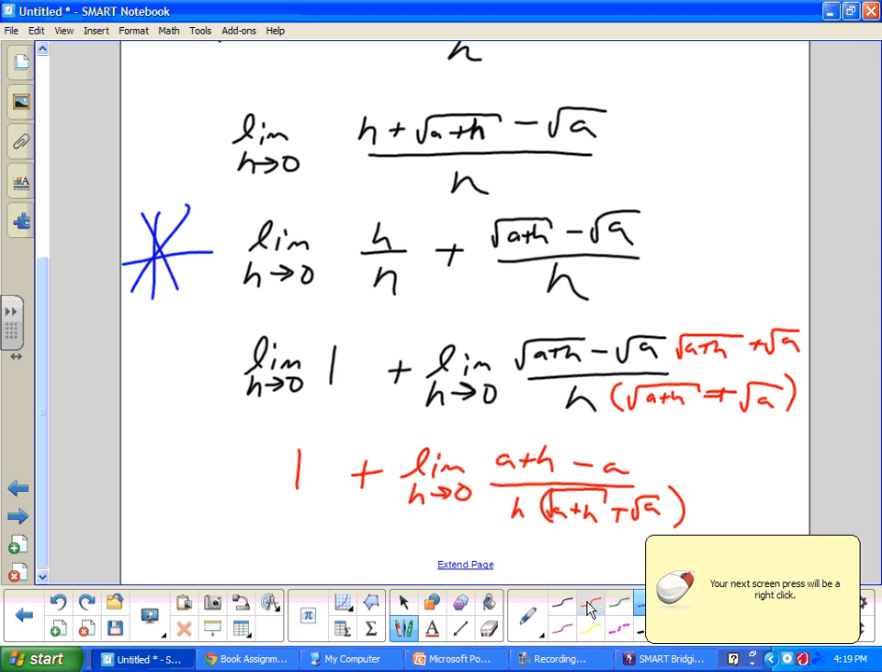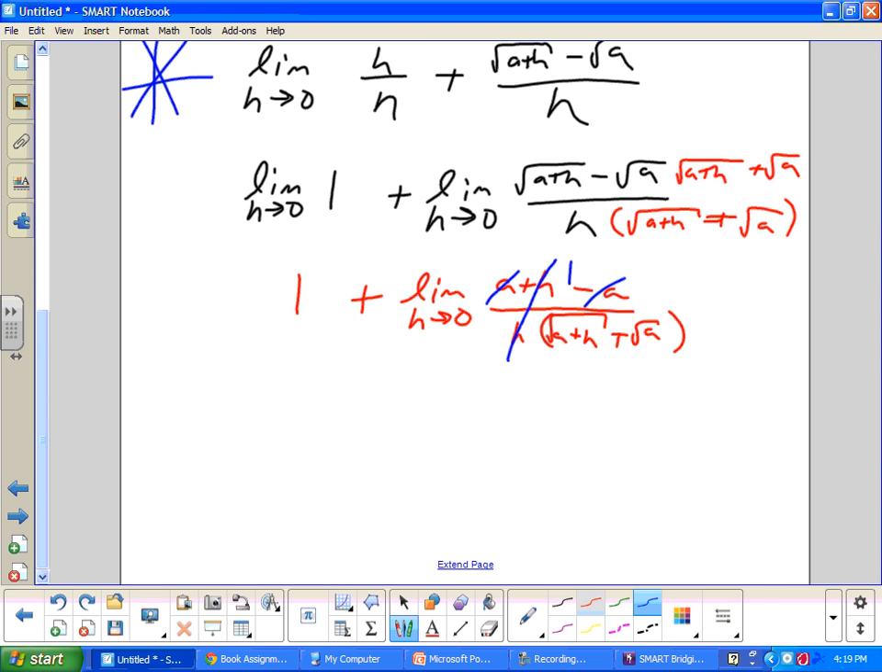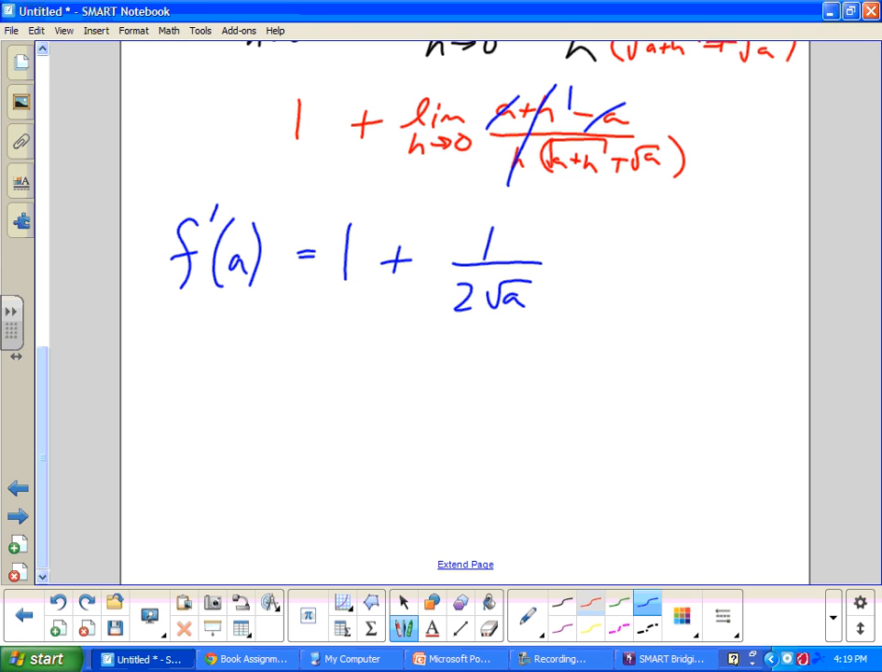And then the a's cancel. h over h is positive 1. I plug in 0. So the derivative at this point is 1 plus 1 over 2 square root of a, and that would be f prime of a. And if it asks you to do it in terms of x, it's just f prime of x equals 1 plus 1 over 2 square root of x.